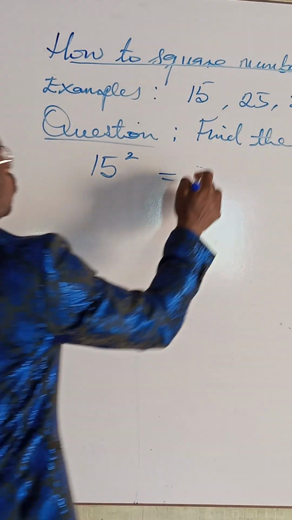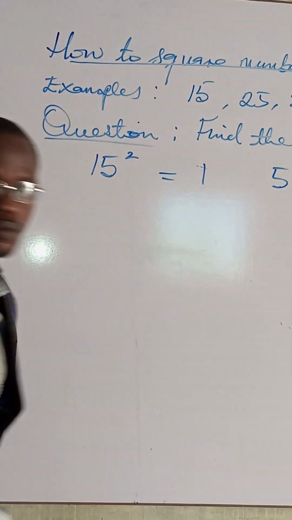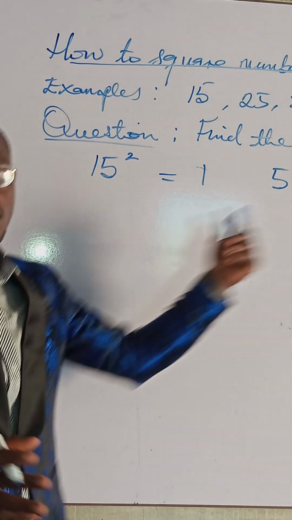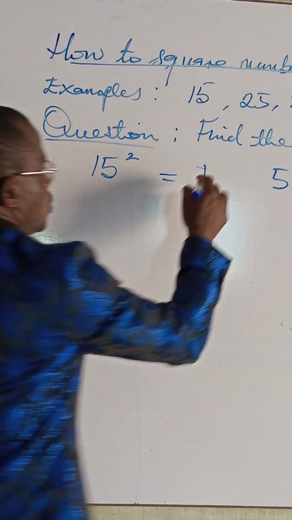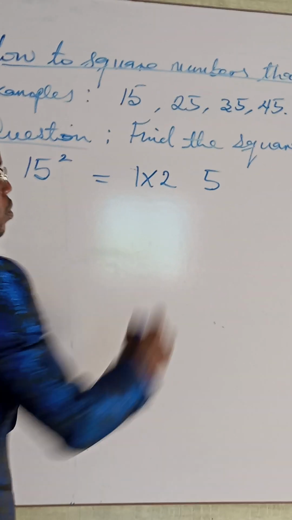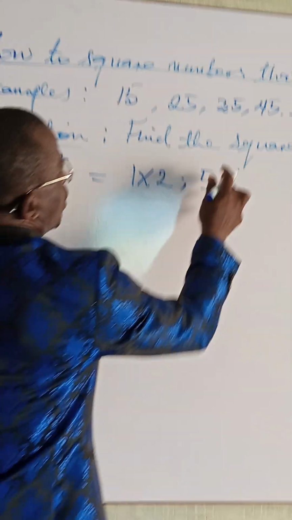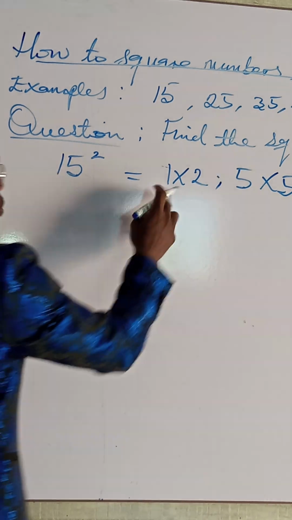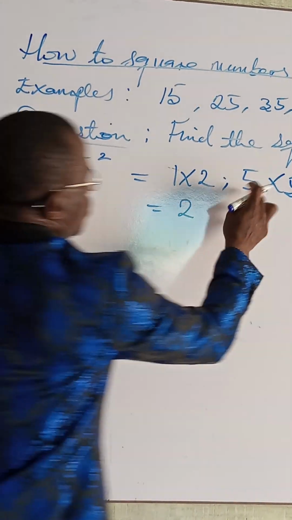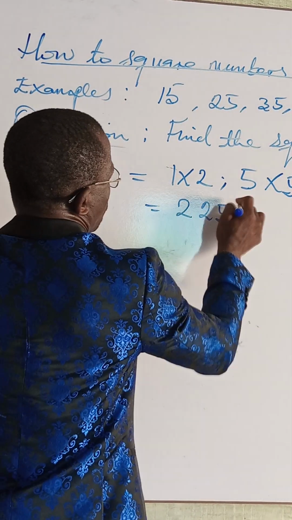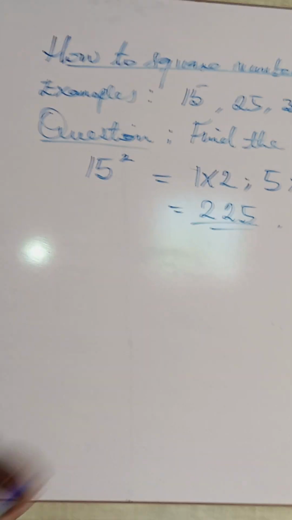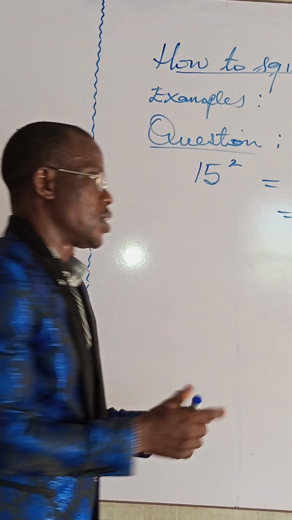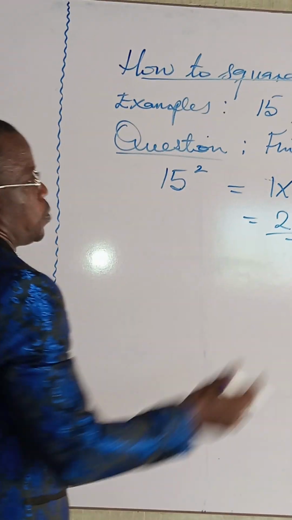Now break this down into 1 and 5. Digitally speaking, if you count your digits, you have 1, and the number that follows 1 is 2. So say 1 times 2, put this sign here, and then multiply 5 by itself. So you have 1 times 2, and that gives you 2. 5 times 5, 25. I have shown, if you use a calculator, the right answer is 225. 225 is the answer.